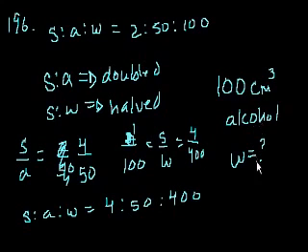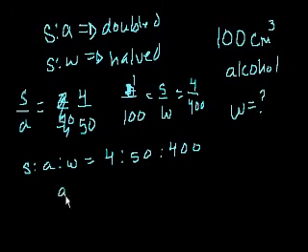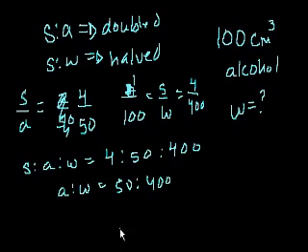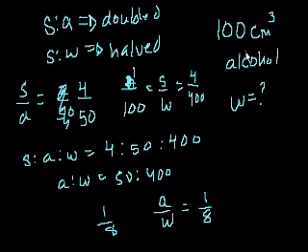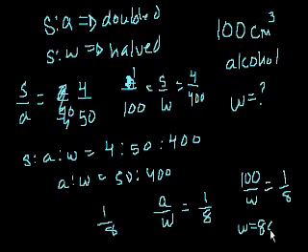So they give us alcohol and they want to figure out water, right? So the ratio of alcohol to water is equal to 50 to 400, and that's another way of saying 1 to 8, right? Alcohol to water is equal to 1 to 8, and they're saying that we have 100 cubic centimeters of alcohol. So how much water? 100 over water is equal to 1 to 8. And you could even eyeball that. That's 100 over 800. So water has to be equal to 800 cubic centimeters. And that's choice E.